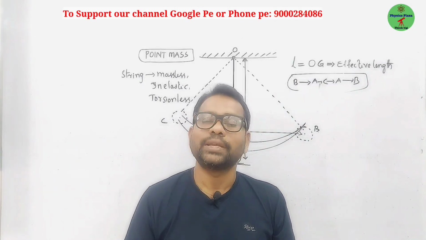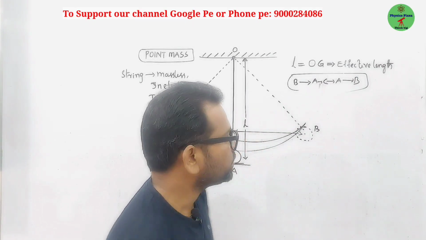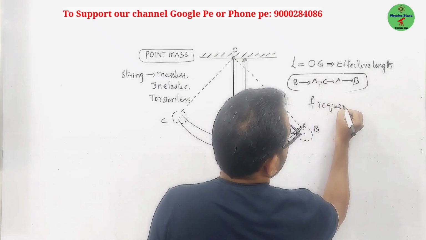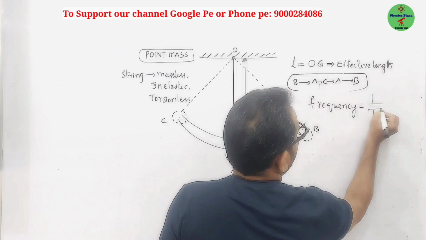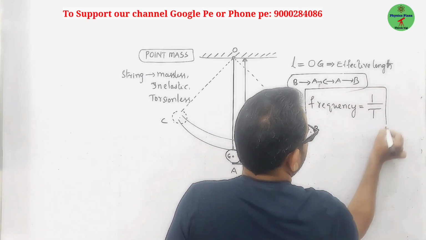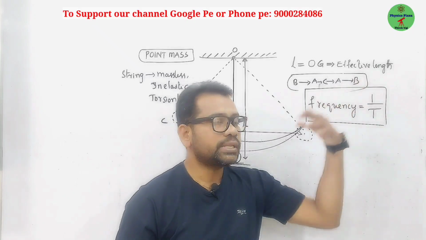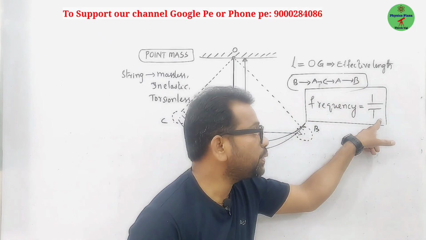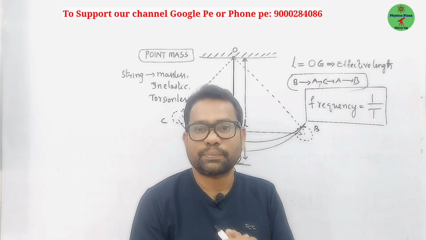Can we calculate it? Yes, we can calculate. That only we can call the frequency. Dear children, what is the frequency? The number of oscillations completed in 1 second is called frequency. It is equal to the reciprocal of time period. So more is the time period, less number of oscillations, hence less is the frequency. Less is the time period, more number of oscillations takes place, hence more is the frequency.